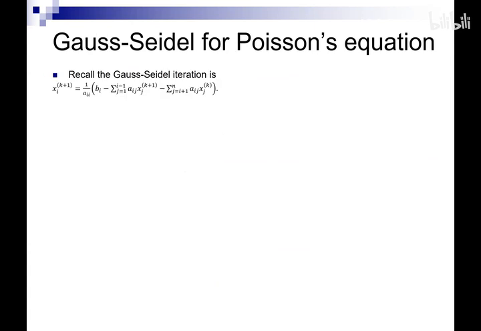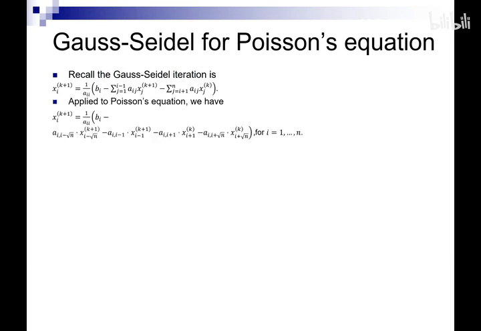Okay, so now we're going to apply the Gauss-Seidel method in this case, to solve Poisson's equation. Here I've rewritten the Gauss-Seidel method, and when you apply this to Poisson's equation, you're going to get this. Here I'm just plugging in these values over here.